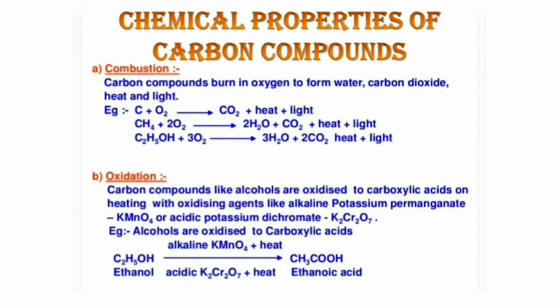Oxidation. Carbon compounds like alcohols are oxidized to carboxylic acids on heating with oxidizing agents like potassium permanganate, KMnO4, and acidic potassium dichromate, K2Cr2O7. Examples, alcohols are oxidized to carboxylic acid. C2H5OH, ethanol, in presence of alkaline KMnO4 or acidic K2Cr2O7 and heat gives ethanoic acid, CH3COOH.